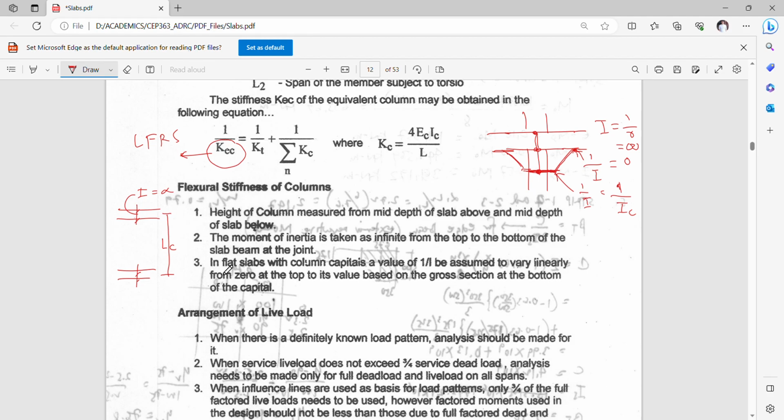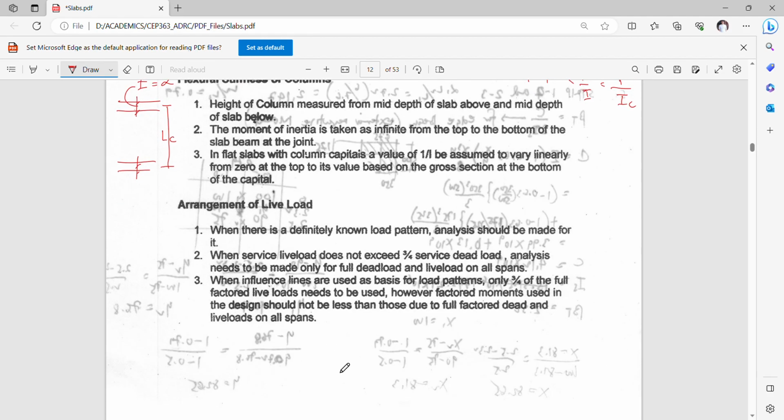For the arrangement of live loads, when there is definitely no load pattern, the analysis should be made for it. So if you know that the load pattern for a certain, let's say, a restaurant is given by the arrangement of the tables and chairs, then if you are perhaps dealing with permanent seats in public assemblies, then no load pattern means that you have to place it in a fixed form so that you may be able to capture the most critical member forces that you need in design.